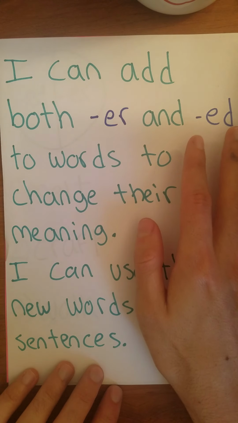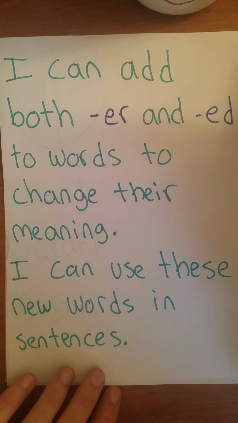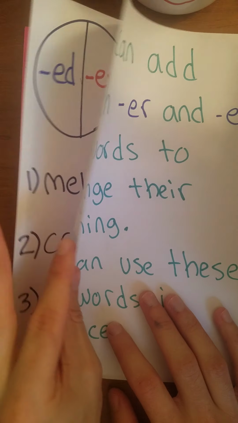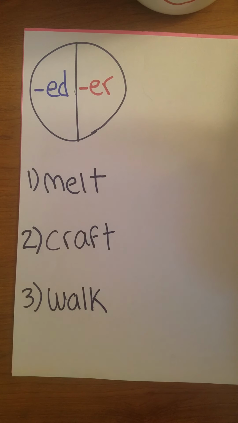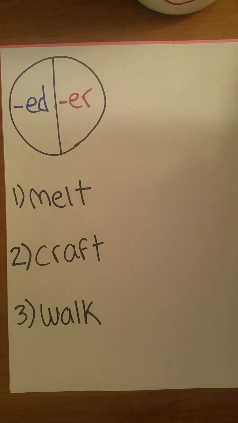Tuesday, we added ed to the ends of words to change their tense, making them past tense words, like changing help to helped, or jump to jumped. Today we're going to do a little activity that'll give you a chance to practice both of those and use those words in sentences.